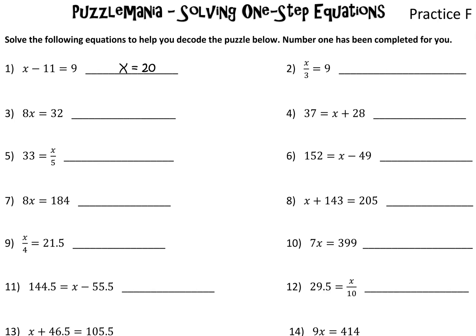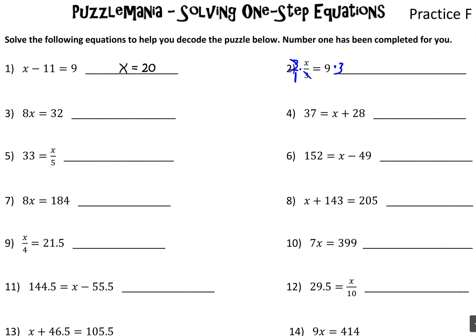Well, x over 3, that's just a division problem, and my inverse of division is multiplication. So I need to multiply both sides by 3. So if I'm dividing by 3 now, I need to multiply both sides by 3. And because I have a fraction, it's going to be 3 over 1. So 3 over 1, and then I can cross cancel.